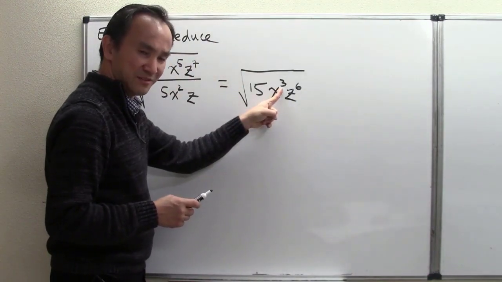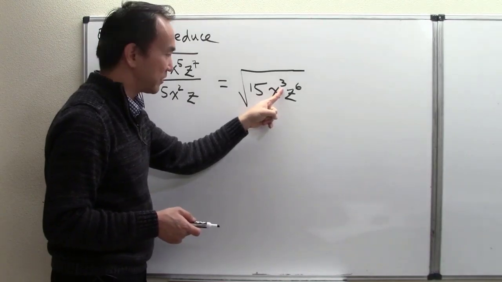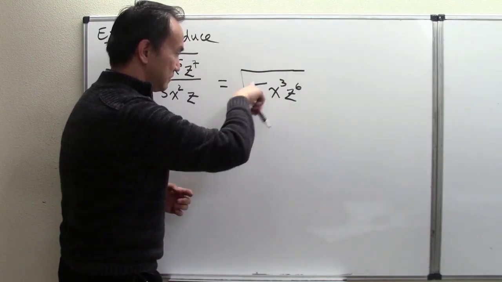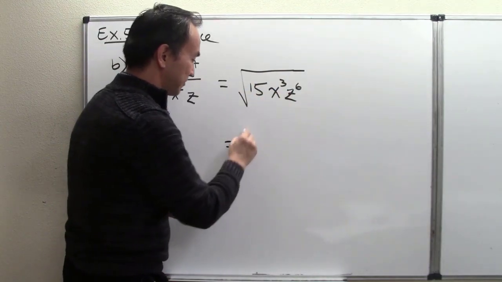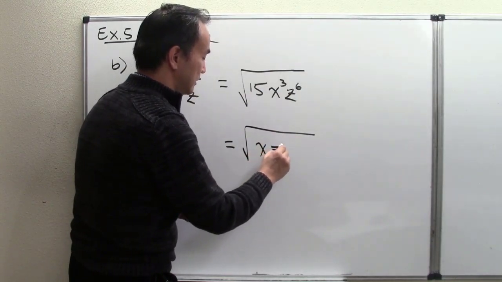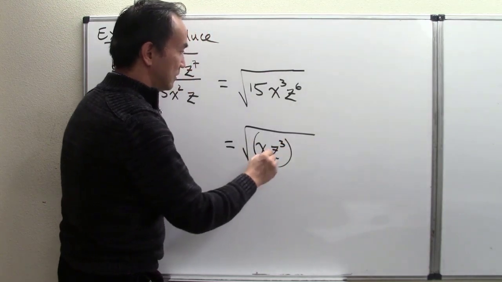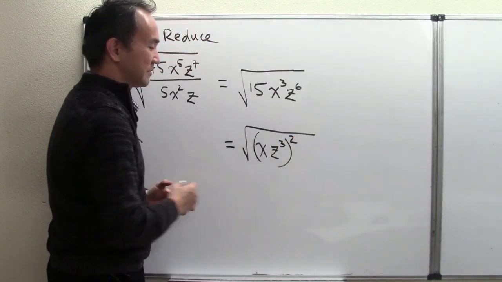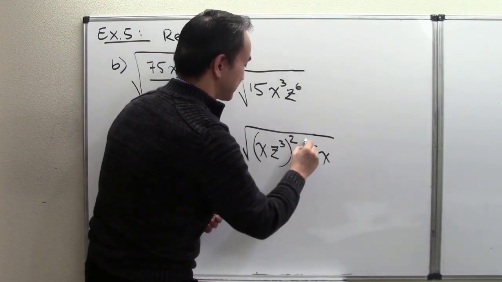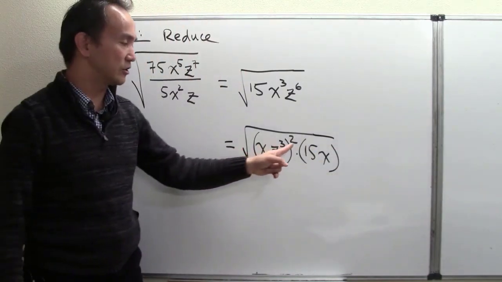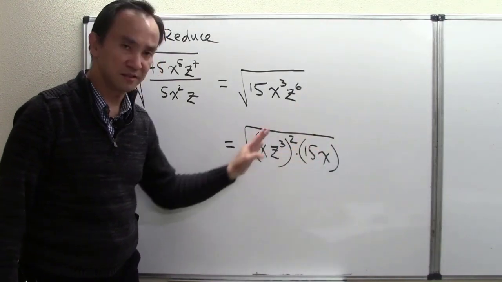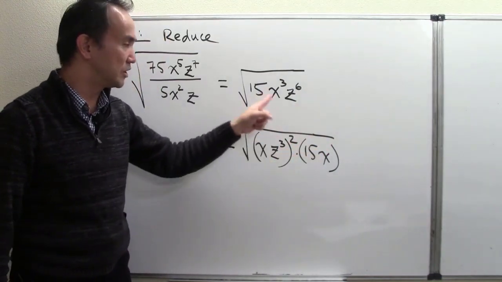For z cubed, we can recognize some power as being a multiple of 2 in z to the 6. So now the largest perfect square factor of this 15x cubed z to the 6 is going to be x z cubed, all squared. And then the non-perfect square factor is 15x. That's how I have recognized the largest perfect square factor of this entire expression inside of our root.